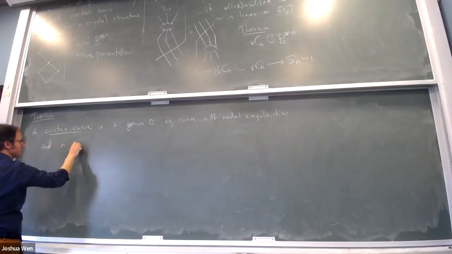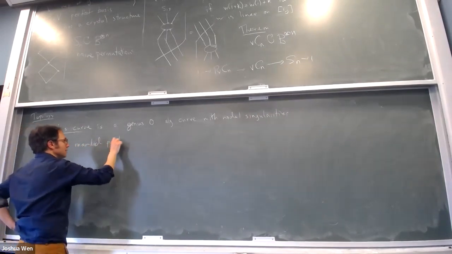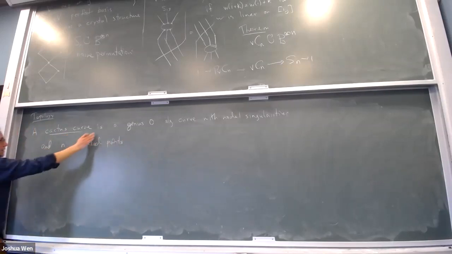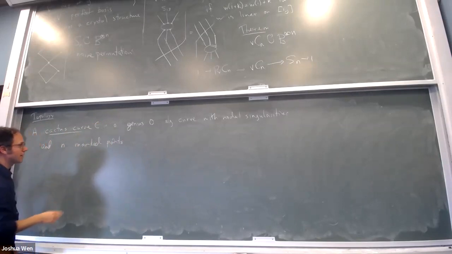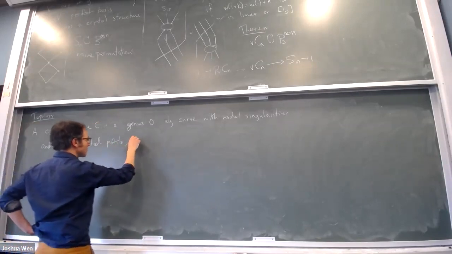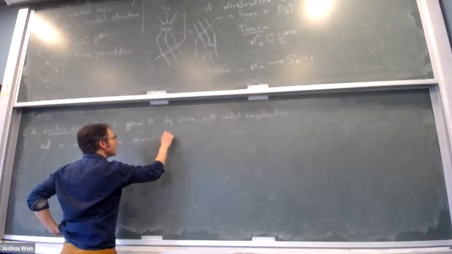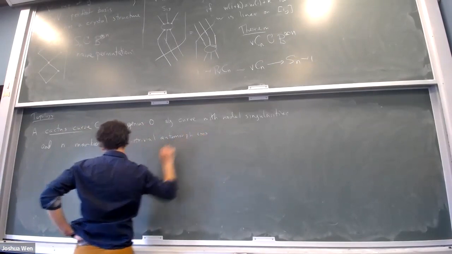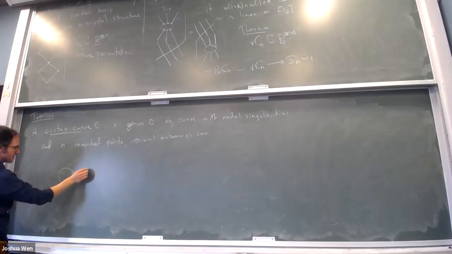And mark points. So what does this mean? It means our curve has a bunch of components, and one more condition, which is that there are no non-trivial automorphisms. So our curve has a bunch of components. Every component is isomorphic to P1. So it's a bunch of P1s.